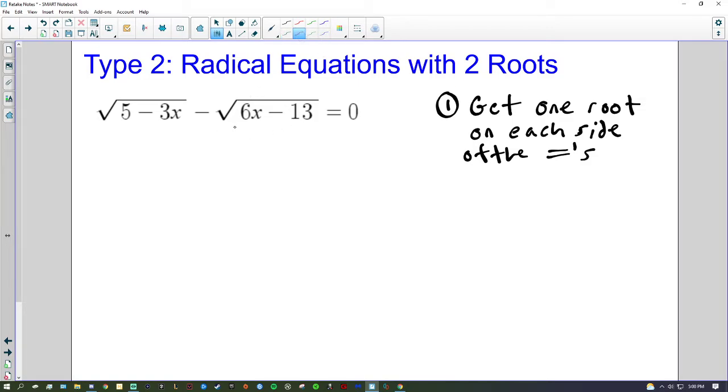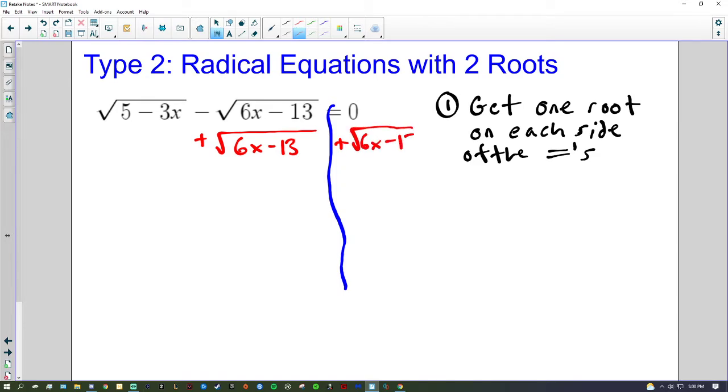So I'm going to move this square root of 6x minus 13. Since it's being subtracted, I'm just going to add this entire thing, 6x minus 13, to both sides of my equal sign. Okay, I'm going to add it to both sides. So all that's left on the left side is the square root of 5 minus 3x equals the square root of 6x minus 13. And there we go. We have one root on each side.